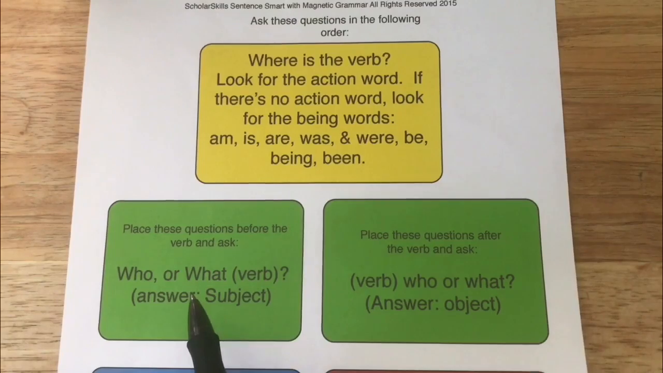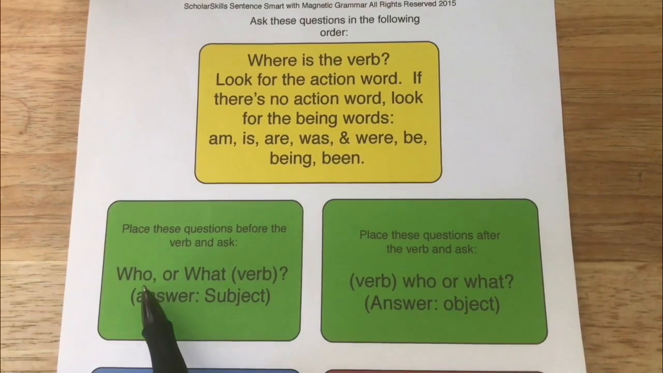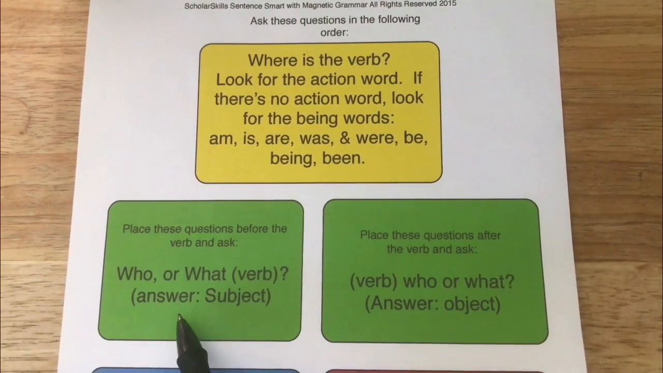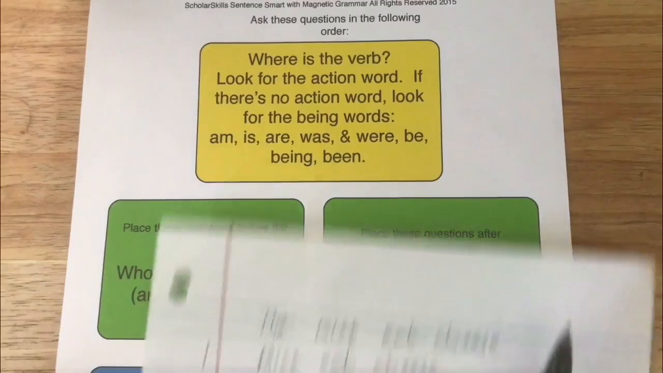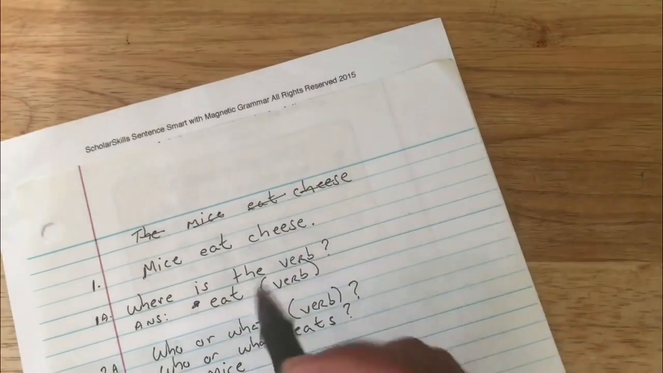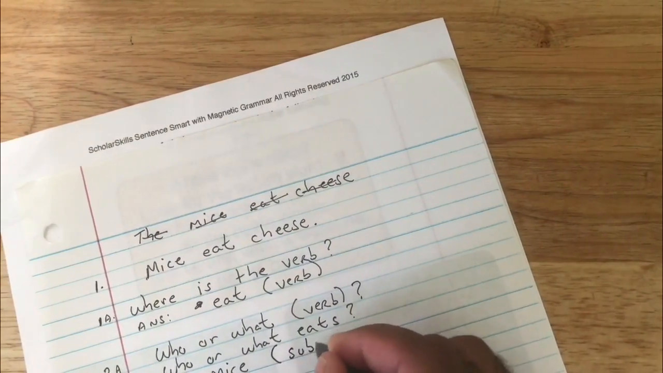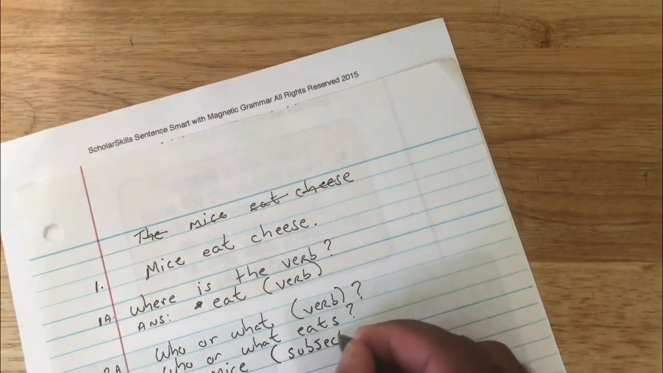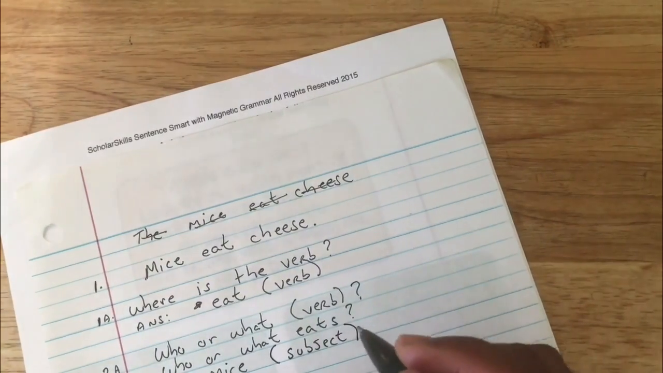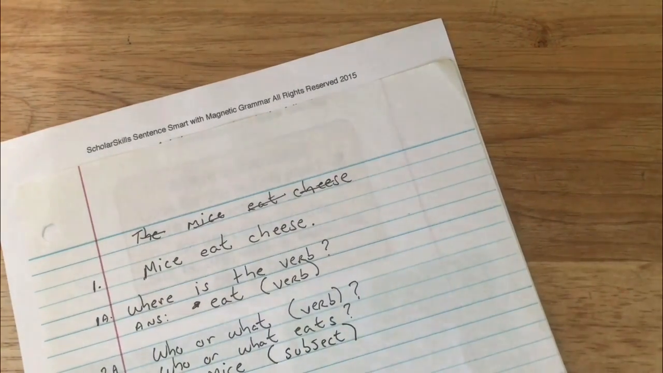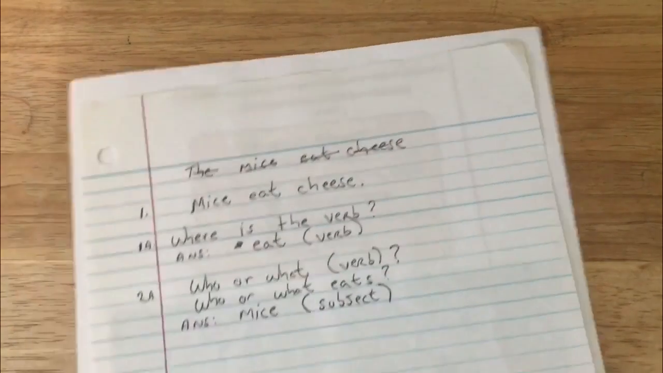Any word or group of words that answers this question, who or what verb, is going to be the subject. So that's going to be my subject, and I'm going to write it just like that, subject. See, so I'm asking and answering sentence comprehension questions.